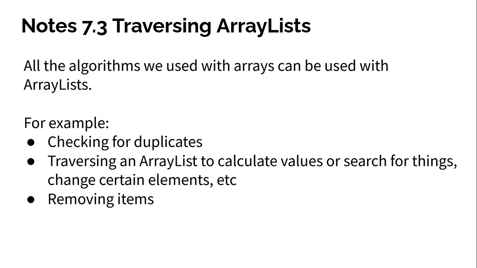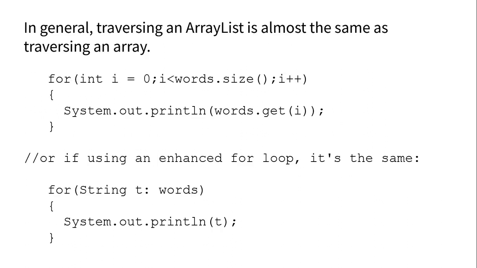In the last chapter, when we went through arrays, we can do all those same things with array lists. For example, checking for duplicates, traversing to calculate values like max and min, and removing items. In this case, removing items, because you can remove things from an array list. So I want you to look here.